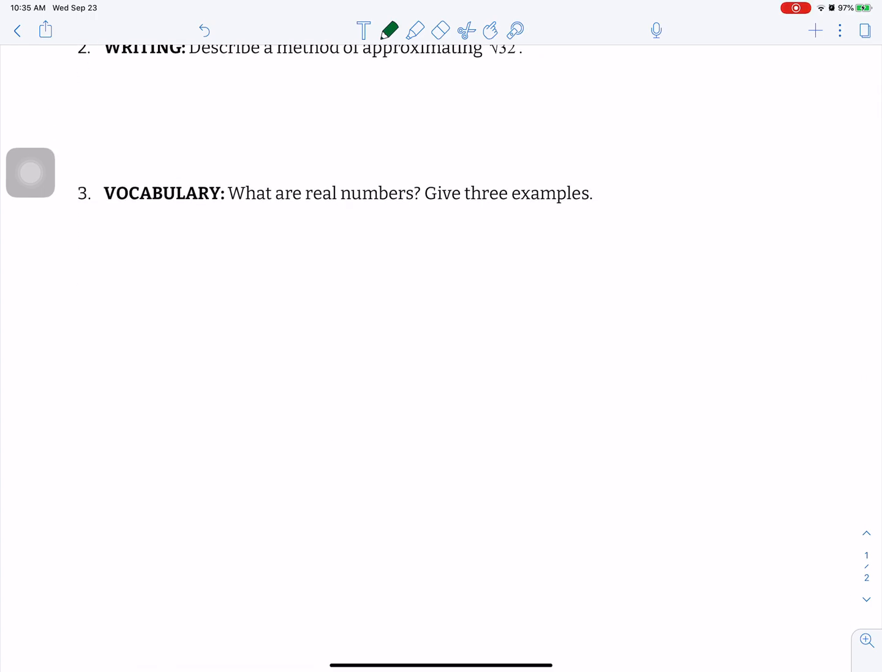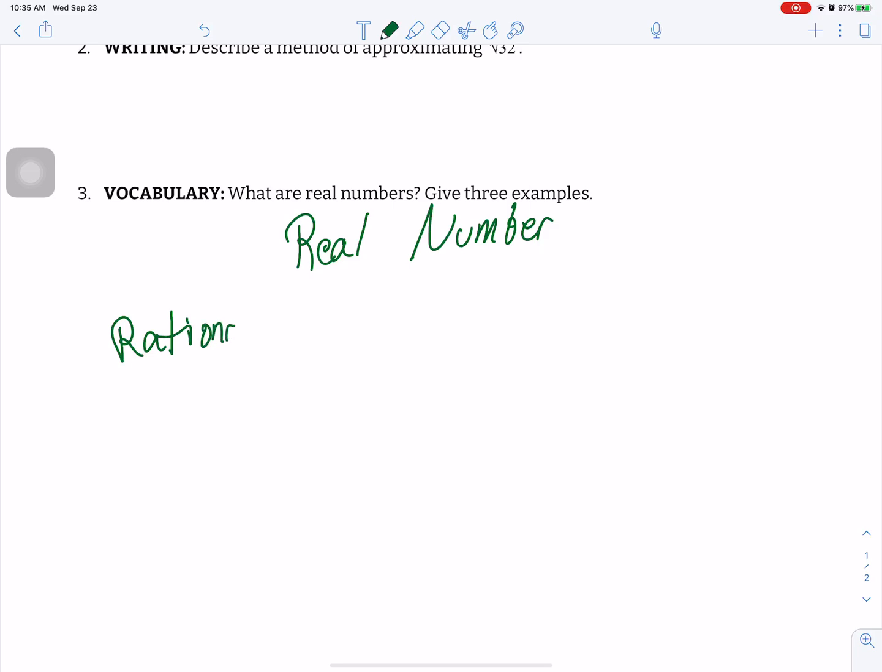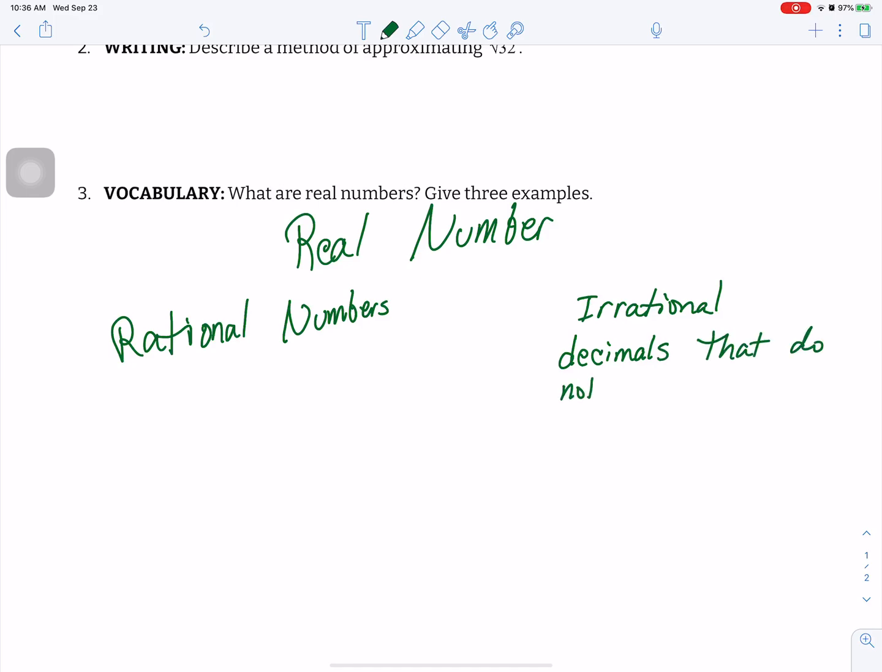Okay, so real numbers have 2 groups of numbers. We have rational numbers and irrational. Irrational numbers is decimals that do not end or repeat.